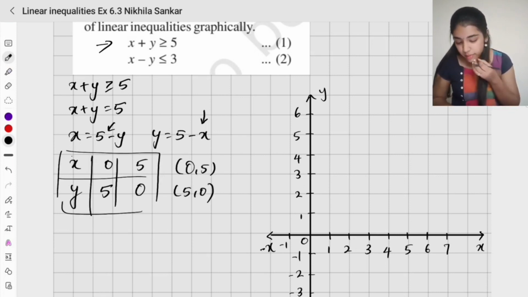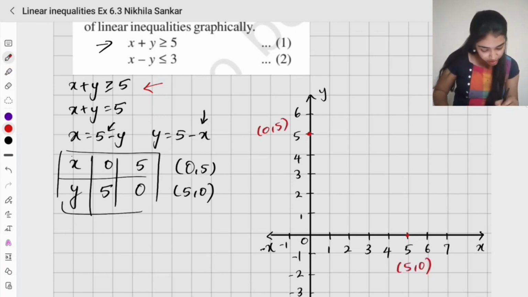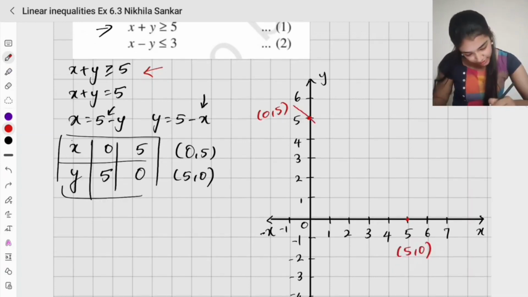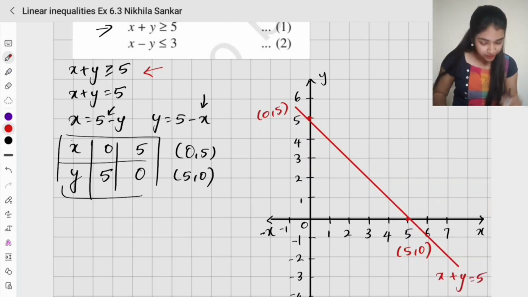Shall we plot it in the graph first? Let's draw a straight line. So this is going to be 0, 5 and this is going to be 5, 0. 0, 5 and 5, 0. I'm going to draw a thick line, so I'll join the line. So this is the graph of x plus y equals 5.